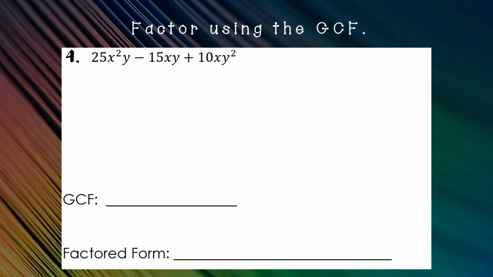All right, so for example 4, let's start with our numbers, 25, negative 15, and 10. 5 goes into all of those, so 5 is part of our GCF. Then let's look at the x's. Do they all have an x? Yep, they do. So x is definitely a part of my GCF. Do they all have an x squared? No, they don't. So x is the most I can take out of it. Then look at y. Do they all have a y? Yes, they do. Do they all have a y squared? No, they don't. So the most I can take is 5xy.